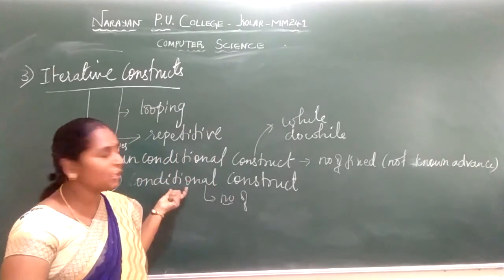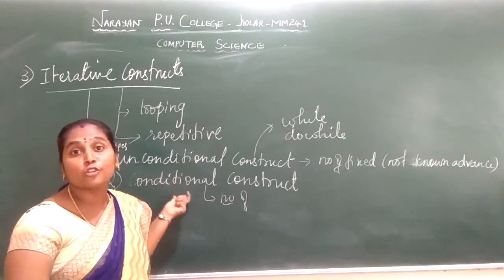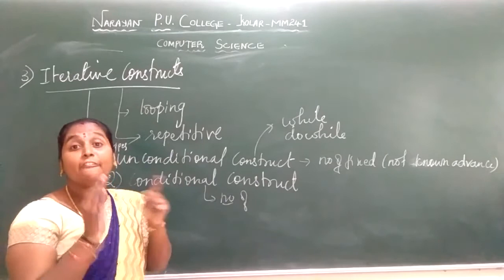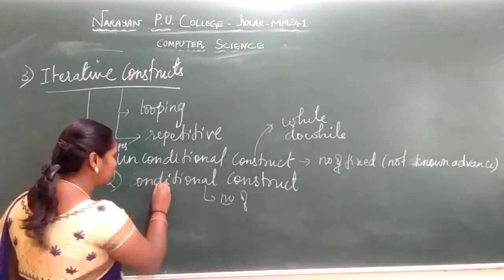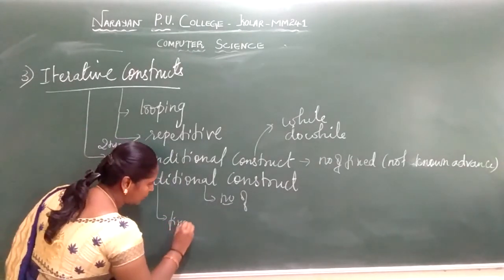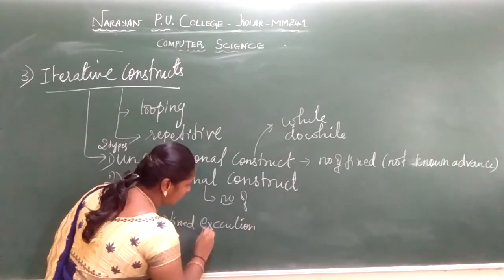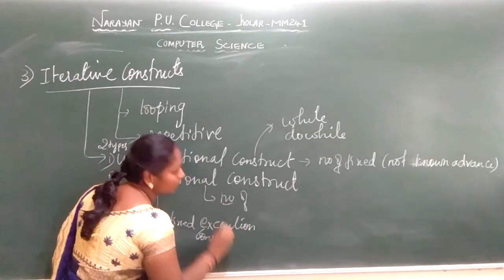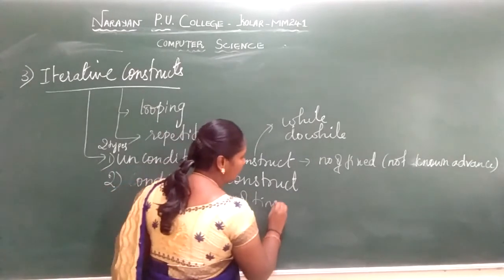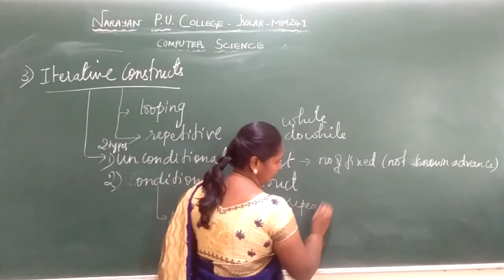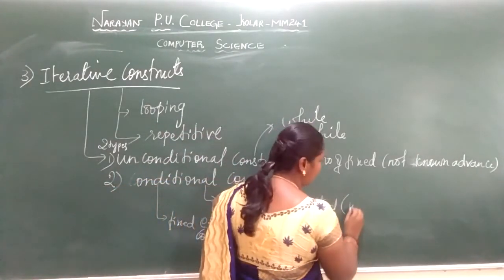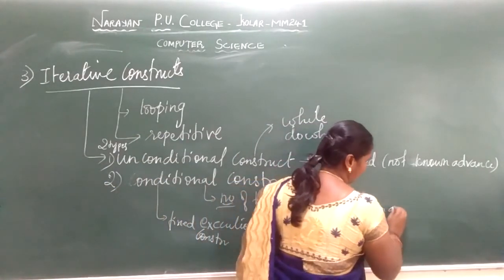Another name for it is the fixed execution construct. It is also called the fixed execution construct. That is, the number of times it should be repeated is known in advance.